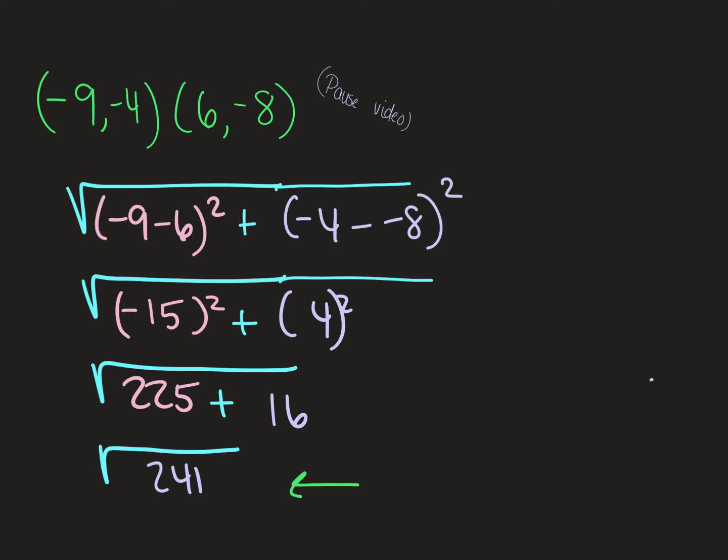You should have gotten the square root of 241 as your answer. Subtract your x's. Negative 9 minus 6 is negative 15. That answer squared is 225. Negative 4 minus negative 8. Two negatives make a plus. Negative 4 plus 8 is 4. 4 squared is 16. Add them up at the end, and there you go. Square root of 241.